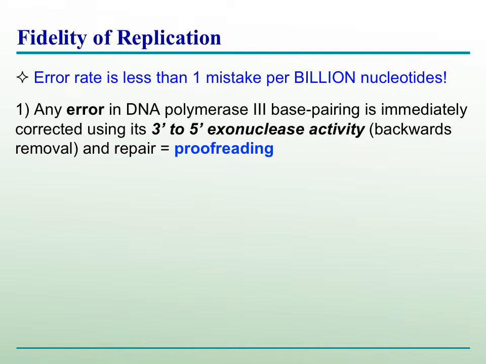If an incorrect base pair is detected, the incorrect base will be removed by the exonuclease activity, and then DNA polymerase III's 5' to 3' polymerase activity will add in the correct nucleotide.